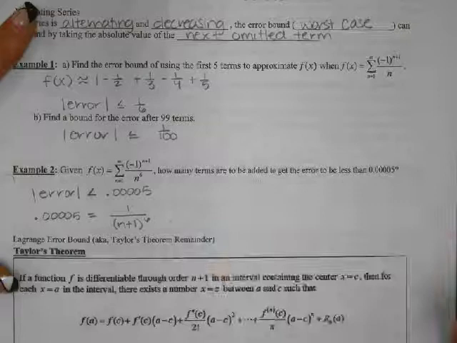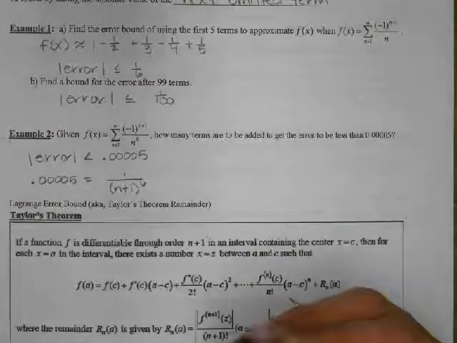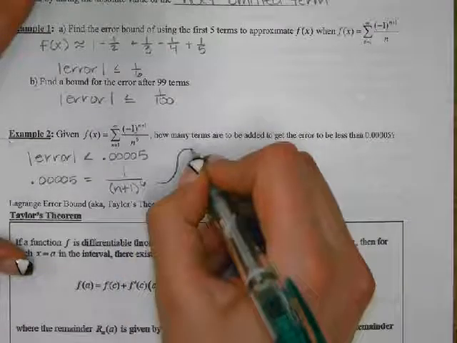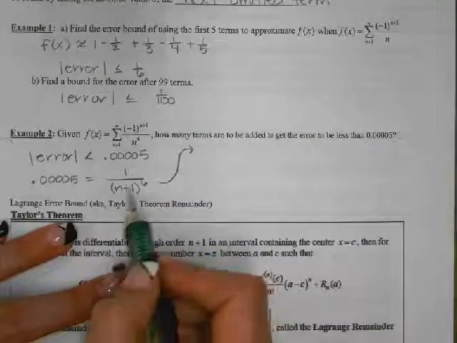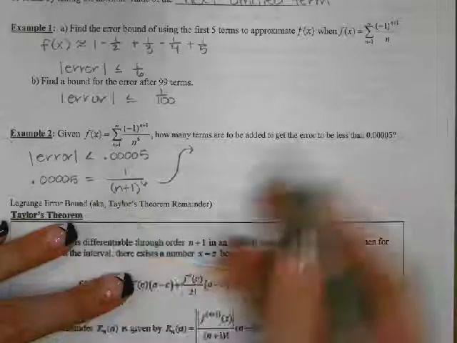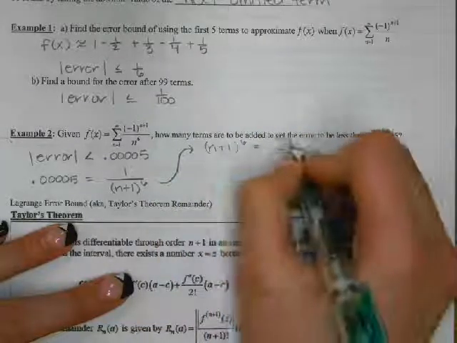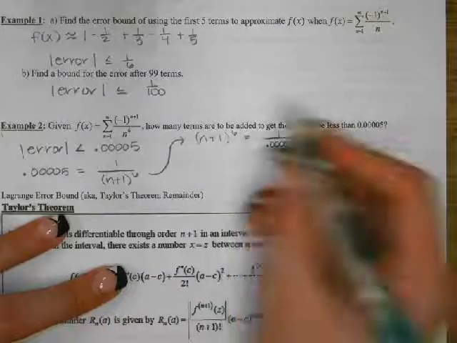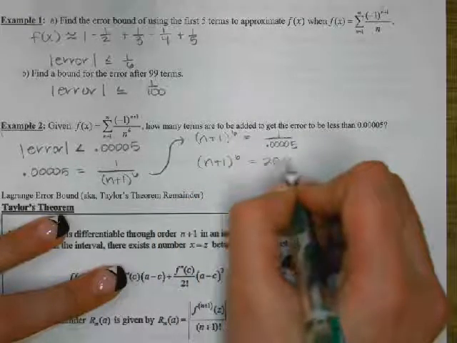All right, now I'm going to go ahead and solve this for n, because n is the number of terms that I need to add to get to that error, or that level of accuracy, basically, is what we're looking for. So if I need to solve for a variable that's on the bottom of a fraction, then I just need to take these two things and have them switch places. So (n plus 1) to the 6th power is 1 divided by 0.00005. If you divide this on a calculator, you're going to find that that is 20,000.